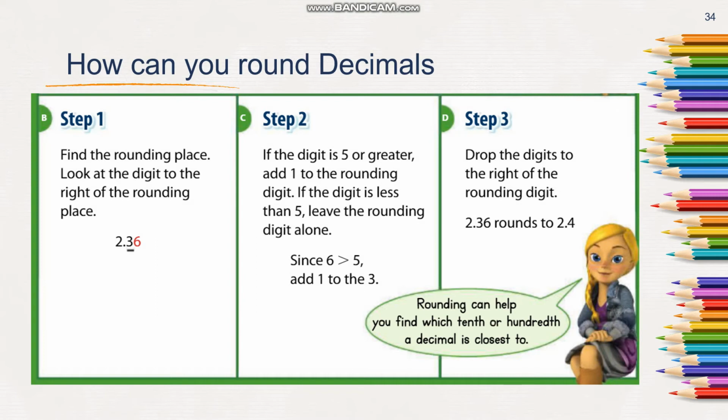Look at the digit to the right of the rounding place. If the digit is 5 or greater, add 1 to the rounding digit. If the digit is less than 5, leave the rounding digit alone. So since 6 is greater than 5, we need to add 1 to the 3. So drop the digits to the right of the rounding digit. So the answer is 2.36 or 2 and 36 hundredths rounds to 2 and 4 tenths. So rounding can help you find which tenth or hundredths a decimal is closest to.